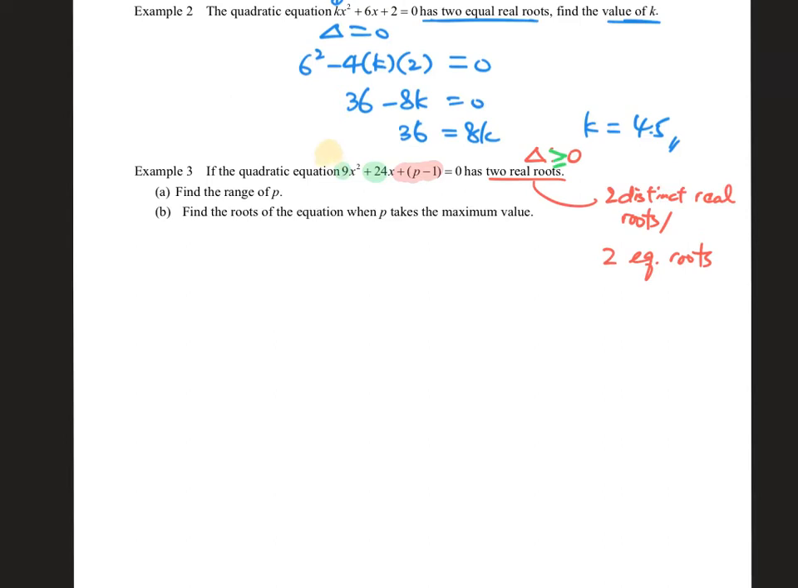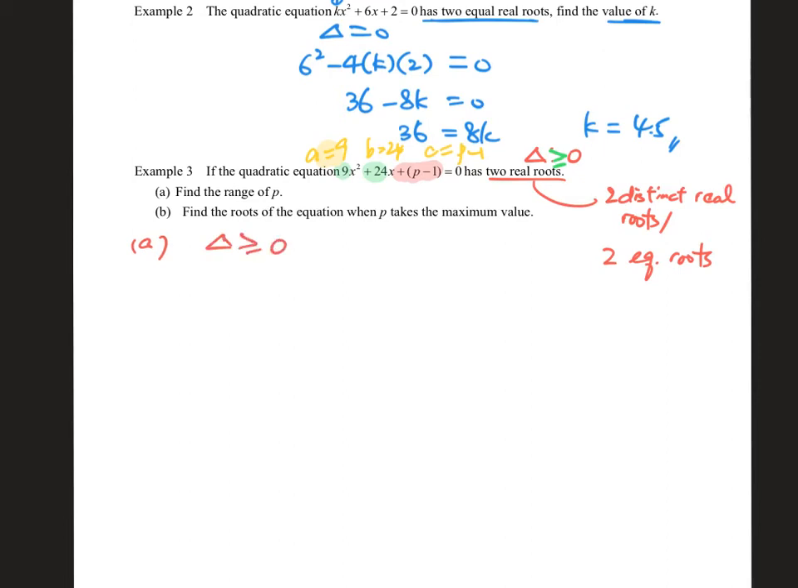So that's why you will now identify that in the question, a is 9, b is 24, while c would be a complicated expression, P minus 1. So pay attention to the question itself, and you have to identify the meaning of coefficients and constant term properly. And now we can start part A after you identify the values of a, b, c.